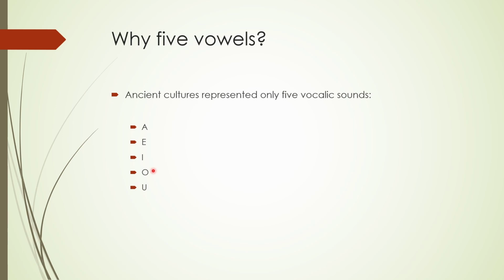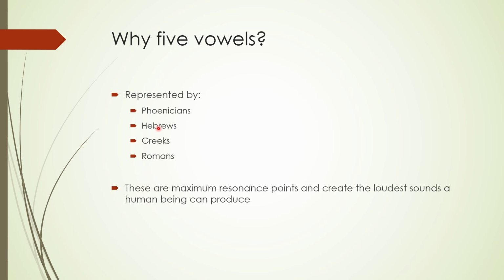Why did the ancient cultures represent only 5 vocalic sounds? Well, these are high resonance. In other words, these are the loudest sounds you can produce. A, E, I, O, U. There are many other possible vocalic sounds depending on the position of the mouth. However, they are not as loud as these 5 vowels. They were represented by Phoenicians, Hebrews, Greeks, and Romans.